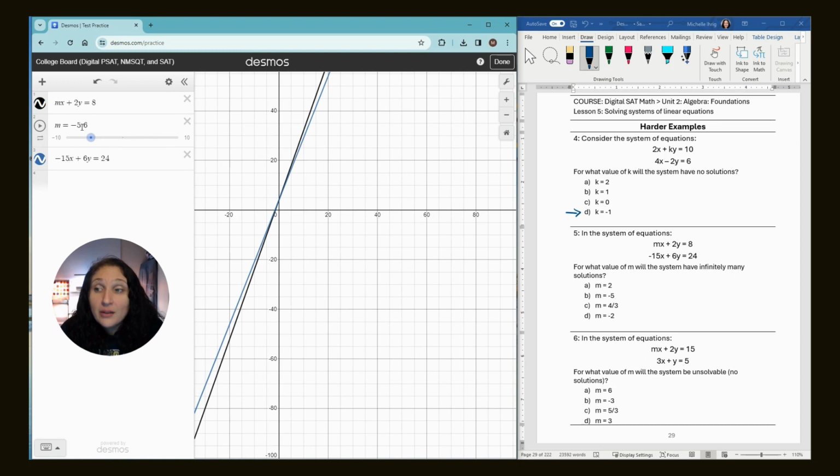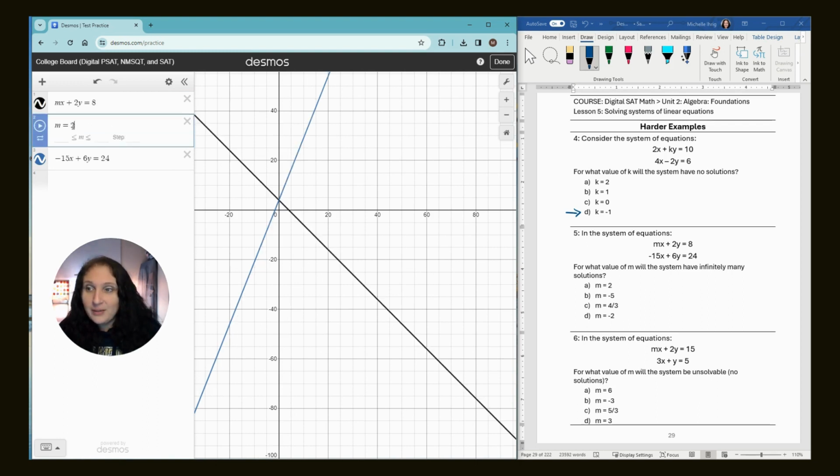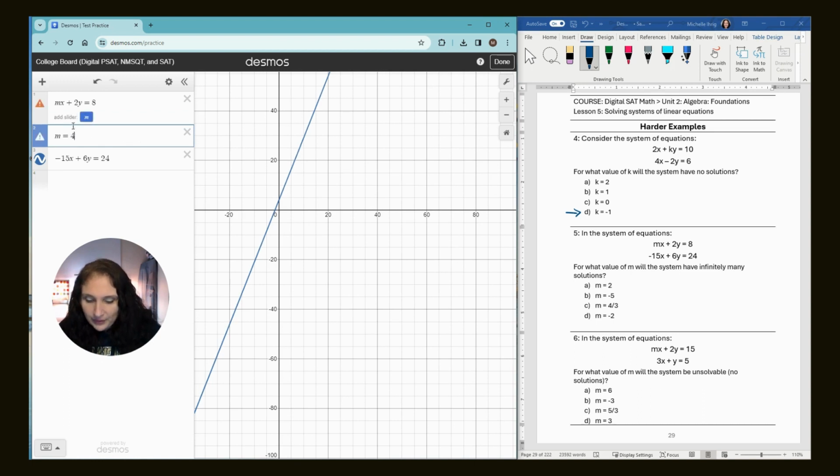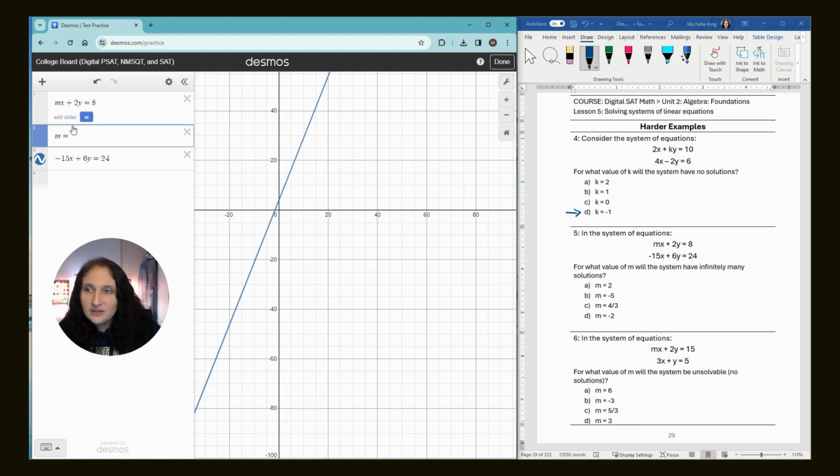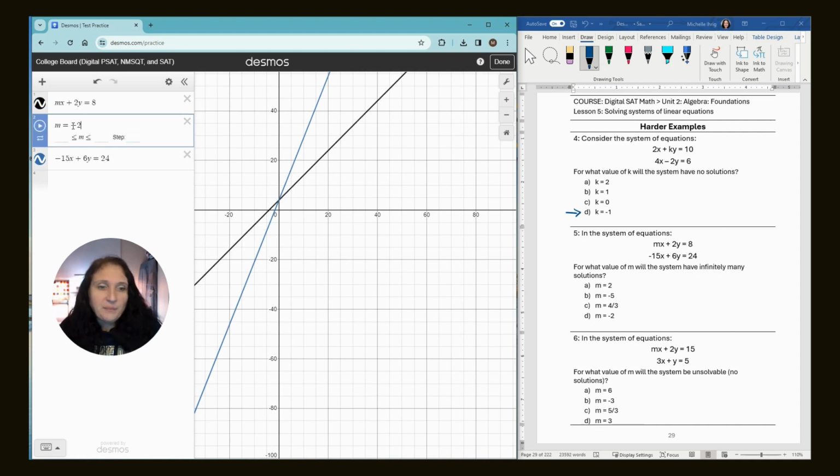The other thing you can do, which is what I recommend, is just typing it in. Nope, if m equals 2, they don't match. If m equals -5, yep, that works. If m equals 4/3, nope, that doesn't work. If m equals -2, nope. So it's definitely m equals -5.